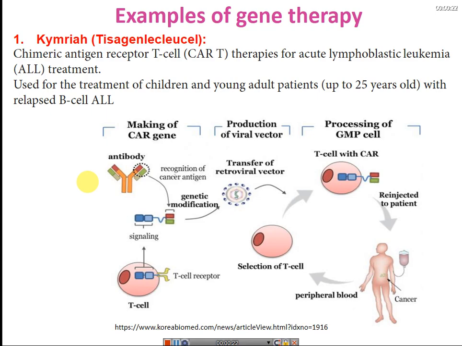So this is a CAR-T or chimeric antigen receptor based therapy used for acute lymphoblastic leukemia treatment, and it is used for treatment of children and young adult patients up to age of 25 years old with relapsed B cell ALL. Okay, that is acute lymphoblastic leukemia. So now to understand what is chimeric antigen receptor T cell therapy, we must know what is CAR-T, right?